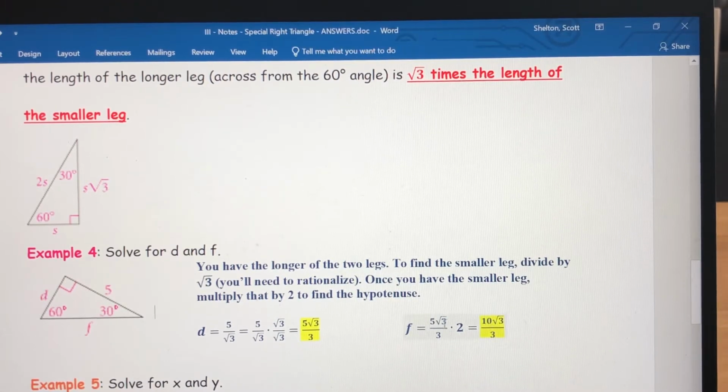These are exact answers. You could convert those to decimals if you want to approximate the length, but we want to stick with exact answers when we can, all right? So again, to find d, we divided by radical 3. And to find f, we found this d value first and then doubled it. If you try to relate the longer leg and the hypotenuse directly, the math gets a little bit tougher. So that's why we always want to find the smaller leg first.